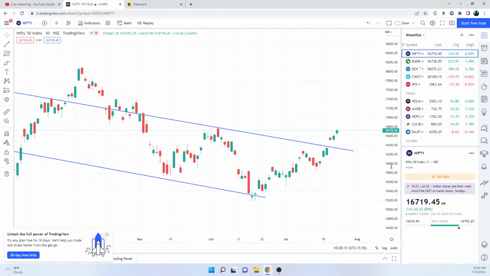So let's start noting down whatever we have discussed till now. The first one is hypothesis formation. The second one will be the universe selection. Third will be the time frame decision.